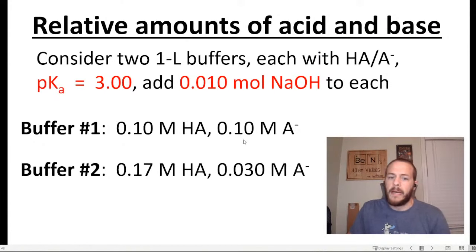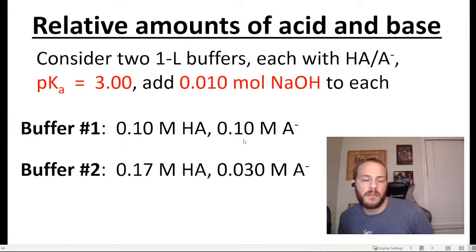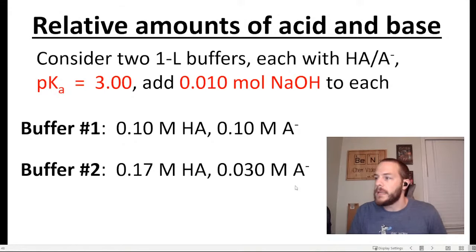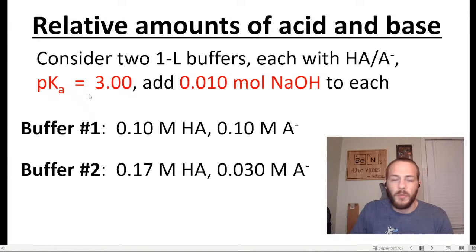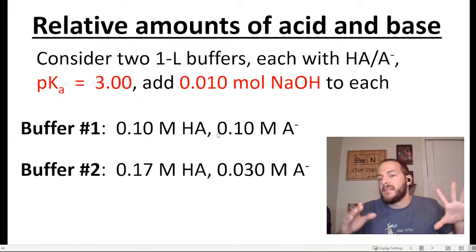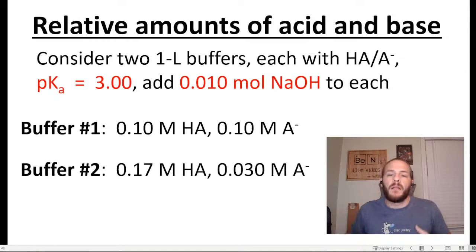In order to introduce this concept, I'm going to demonstrate how this works. We're going to consider two buffer solutions. Let's imagine that we have two 1 liter buffer solutions, and they both have the same weak acid and conjugate base in them. And let's say that the pKa of that weak acid is 3.00.